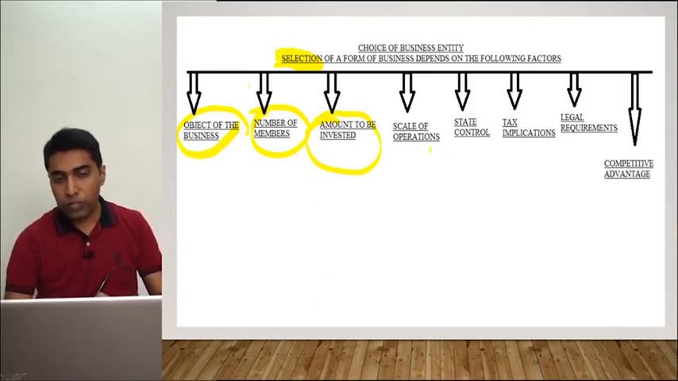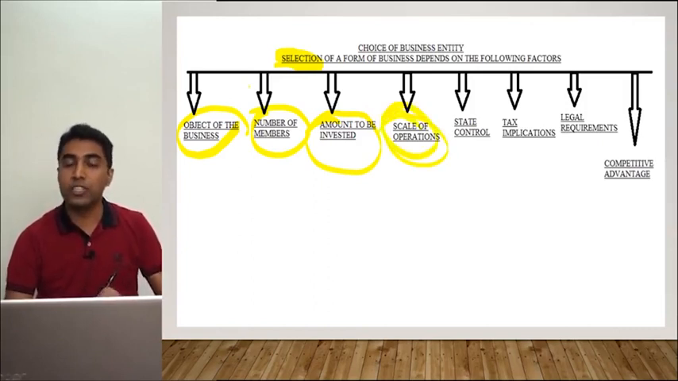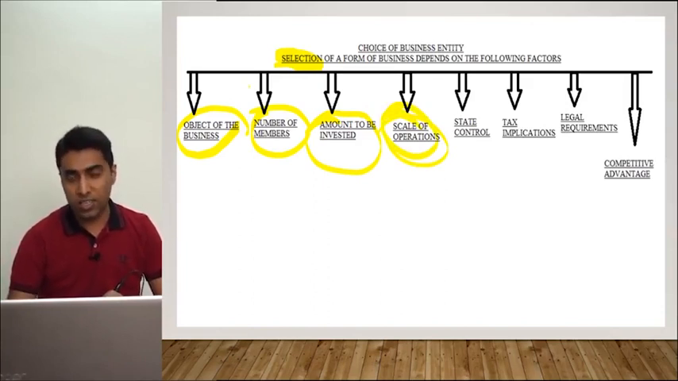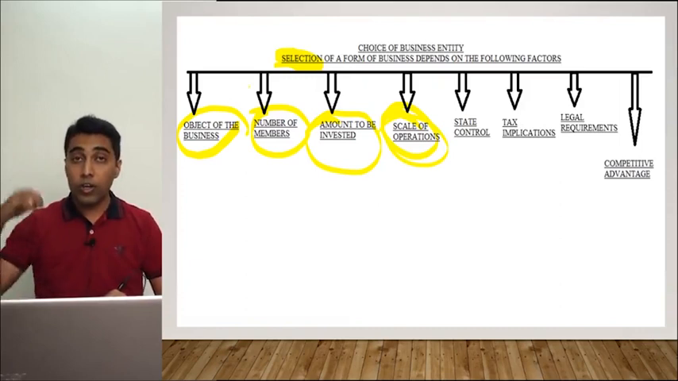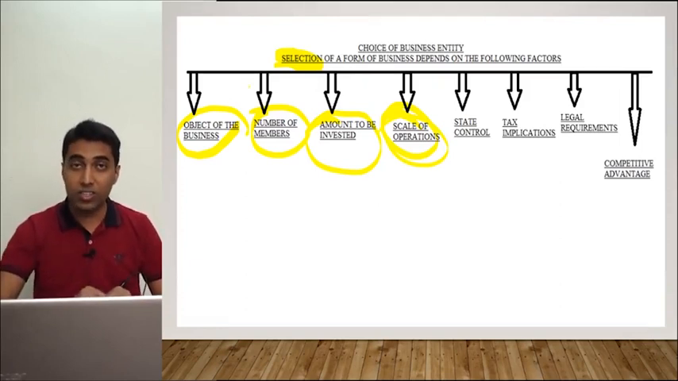Then the fourth point is relating to the operations. The scale of operations. Are you going to have business only in one city? Are you going to have it in multiple locations? You're going to have corporate office, then again factory, etc. So depending on your scale of operations. Are you going to have international transactions? Are you going to have international business? These things you must consider.